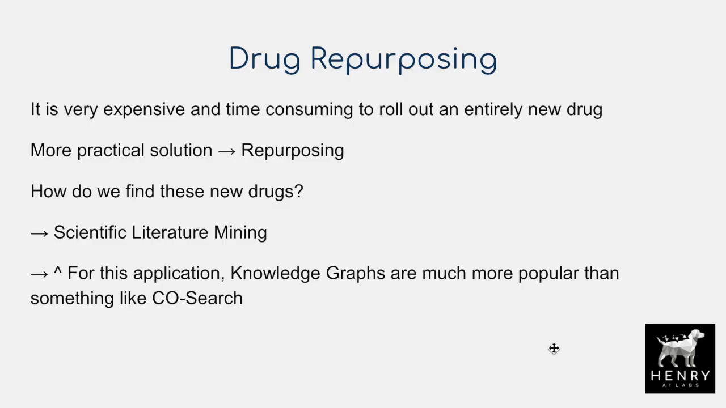The next application for deep learning in COVID-19 that we survey is drug repurposing. It's very expensive and time-consuming to develop an entirely new drug to treat COVID-19. So the more practical solution is to repurpose an existing approved drug that, in addition to being approved in the clinical trial process, also probably has some kind of supply chain infrastructure to distribute these drugs. So how do we find these new drugs?